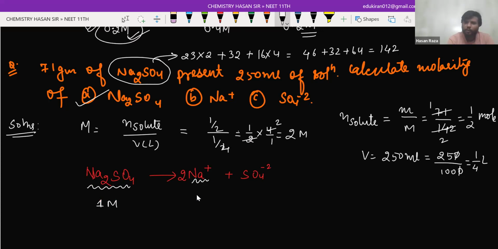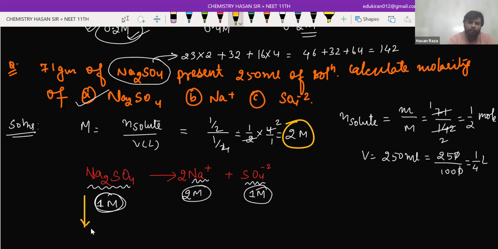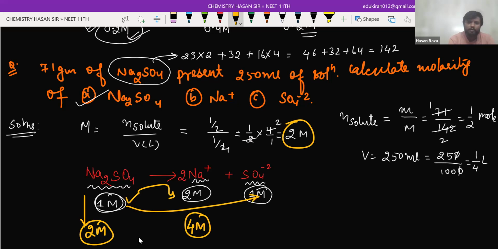What is the stoichiometric coefficient of Na plus? 2. And what is the stoichiometric coefficient of SO4 -2? That is 1. So you can see 1 molarity of this will give 2 molarity, doubling, and 1 molarity of this will give 1 molarity of SO4 -2. That means 1 is to 1 ratio. But originally we have 2 molarity of this Na2SO4. So if 1 will give 2, then 2 will give 4 molarity. And if 1 will give 1, then 2 will give 2 molarity of SO4 -2. So this is the answer for B and this is the answer for C.